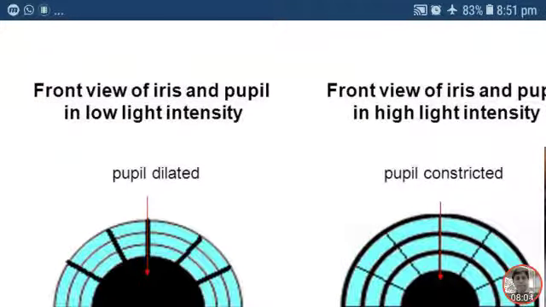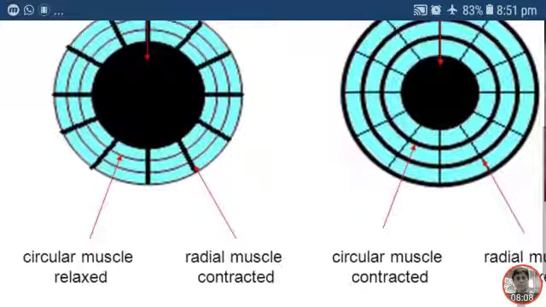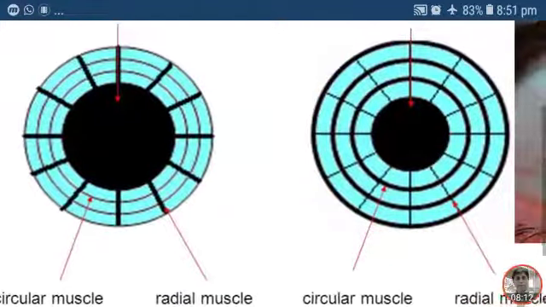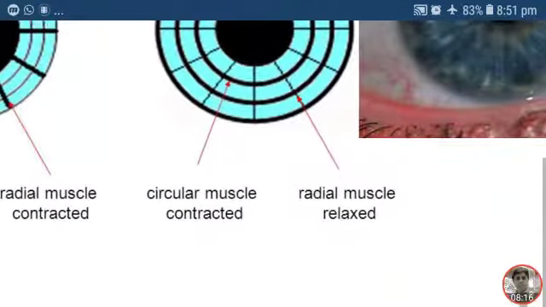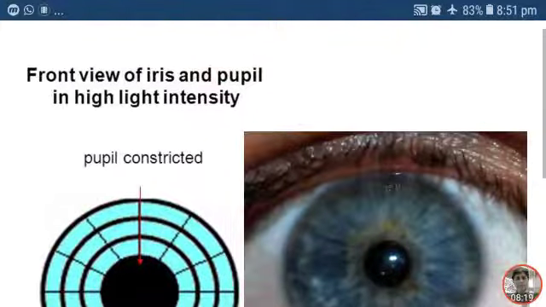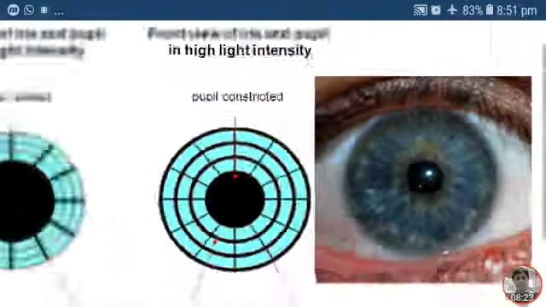In this view of the iris and pupil in low light intensity, the pupil is dilated with the circular muscle relaxed and the radial muscle contracted. Here the pupil is constricted, with the circular muscle contracted and the radial muscle relaxed. So the muscles in the iris are unique for a person.